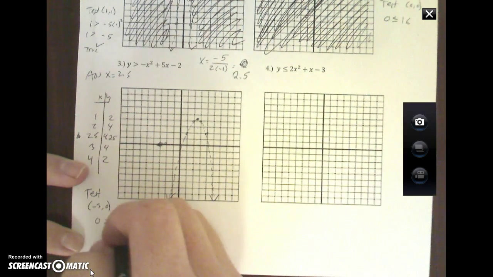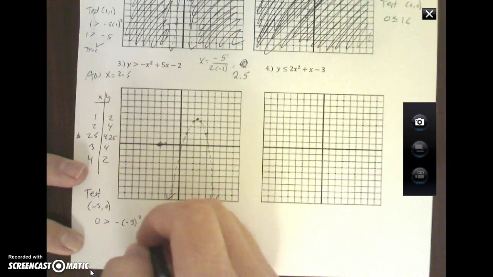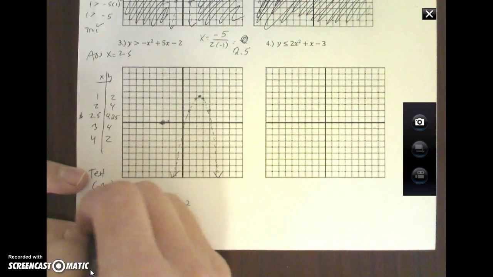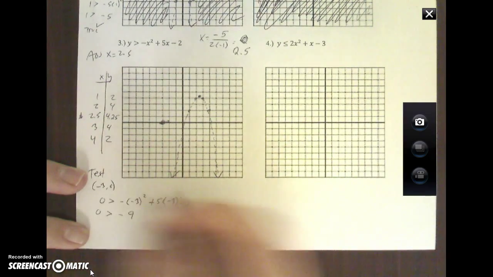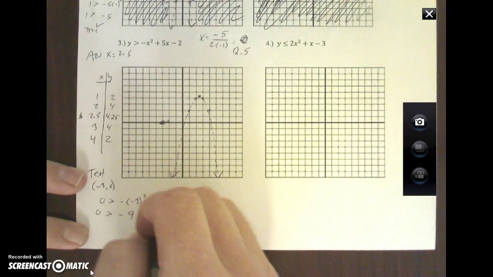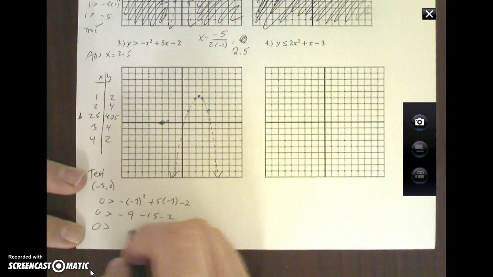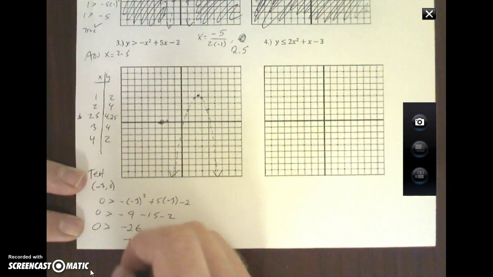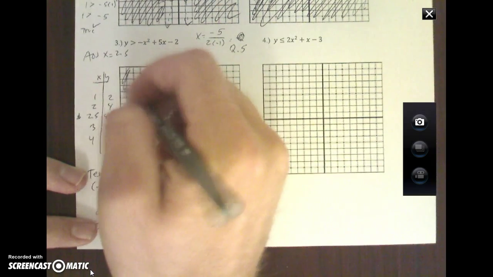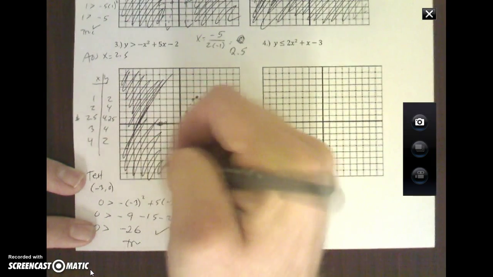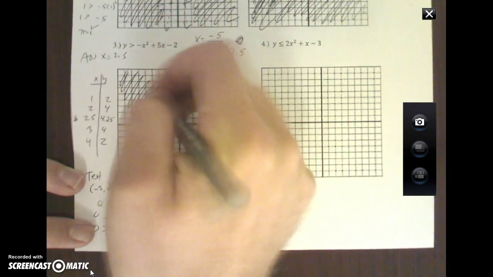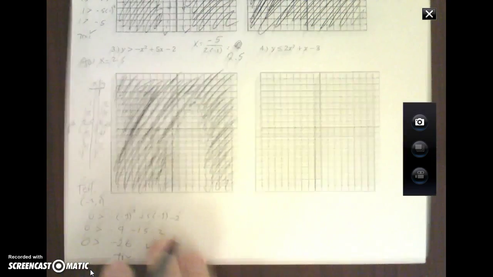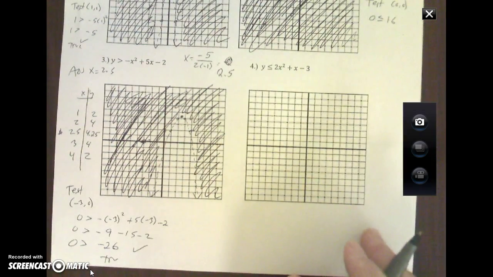So 0 is greater than negative 3 squared plus 5 times negative 3 minus 2. 0 is greater than negative 9 because negative 3 squared is 9. Minus 15 minus 2. We're looking at negative 24, negative 26. Is 0 greater than negative 26? Absolutely. This is true. That means this point works. So I'm shading that side. Okay. Awesome. All right. Last one here.